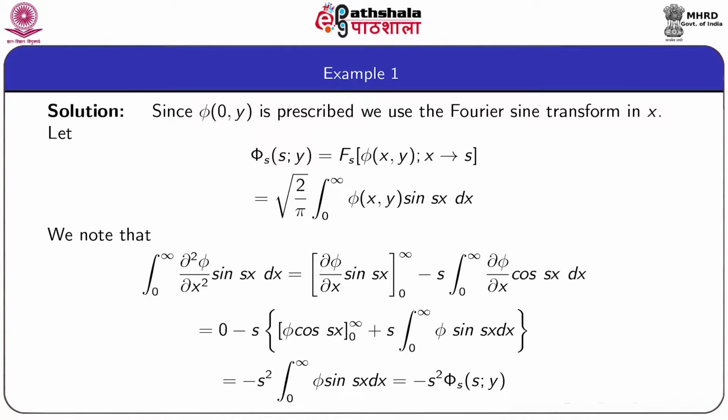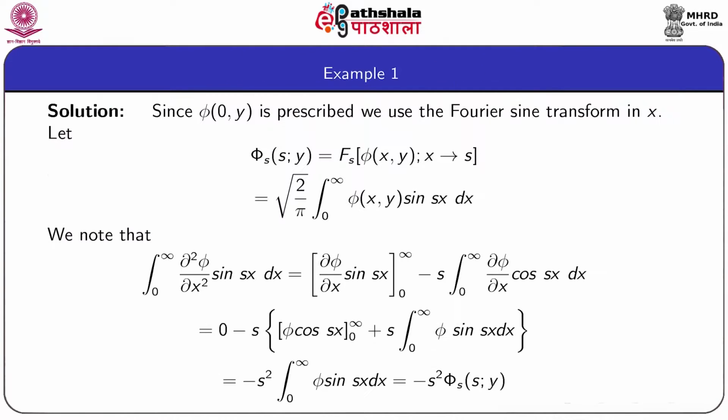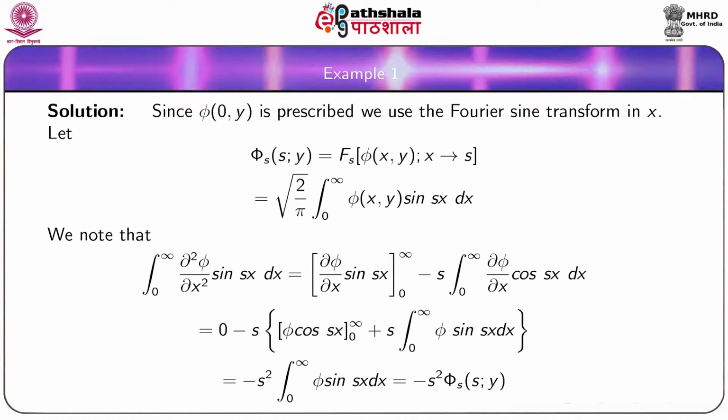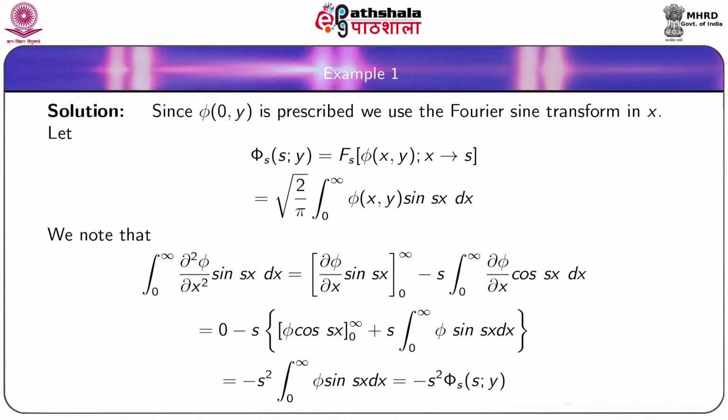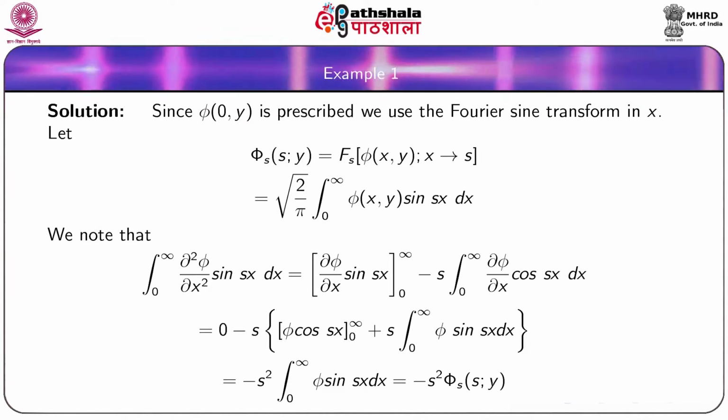So the first term will be del phi del x sine sx, x from 0 to infinity, minus s integral from 0 to infinity del phi del x cos sx dx. Now in the first term we see that as x tends to infinity, because of the boundary condition phi_x tends to 0 as x tends to infinity, the first term at x equal to infinity is 0, and at x equal to 0 sine sx is 0, so that the first term is 0.